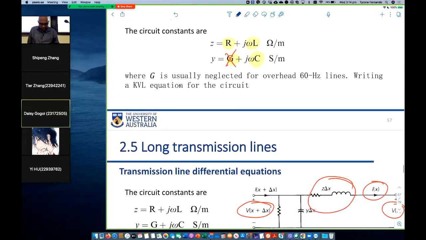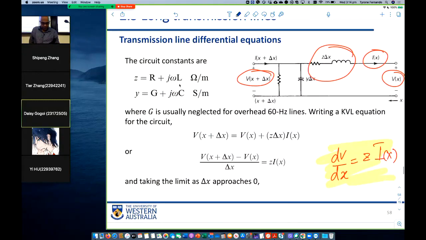So we can now write Kirchhoff's voltage law equations. Here we can say that Vx plus delta x, which is the voltage on the left-hand side, must equal Vx, the voltage on the right-hand side, plus the drop across the series impedance. The drop across the series impedance is simply the current Ix multiplied by the impedance, which is Z delta x. That's very straightforward.